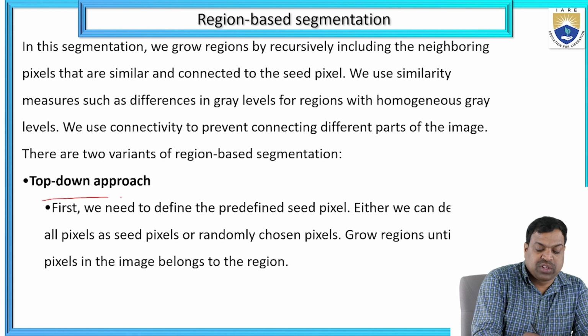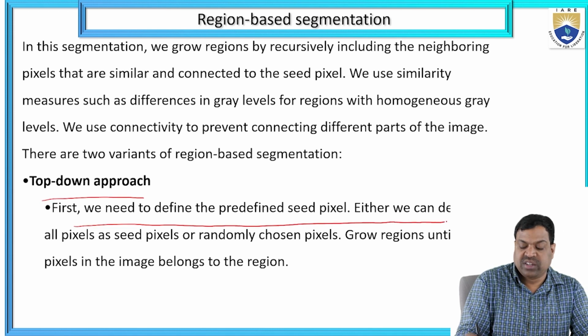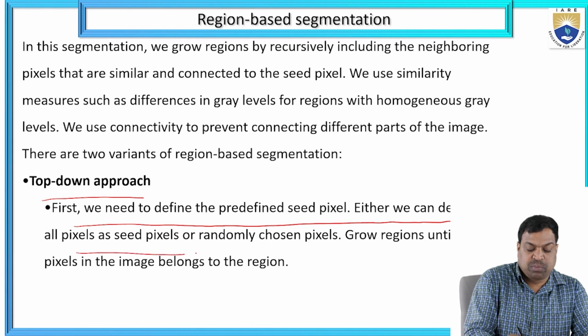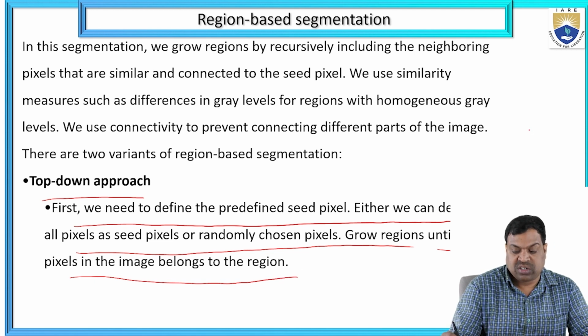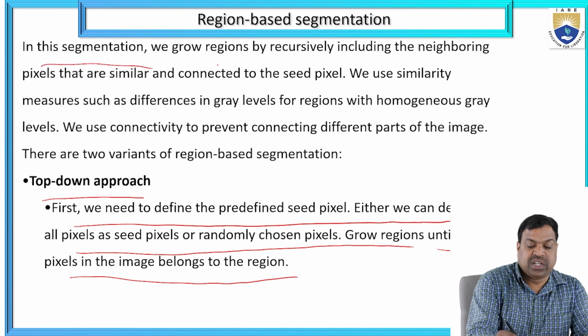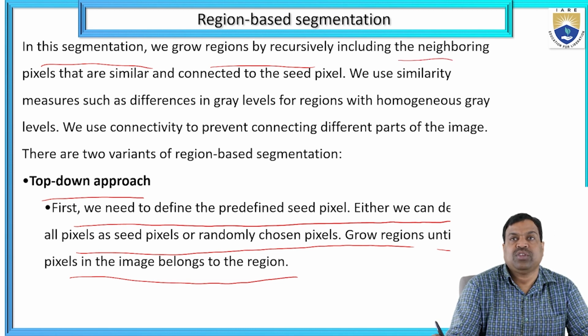When going for the top-down approach, first we need to define the predefined seed pixels. Either we can define them, or we can choose pixels randomly, and then grow regions until all pixels in the image belong to a region. In this segmentation, we grow the regions by recursively including the neighboring pixels that are similar and connected to the seed pixels.